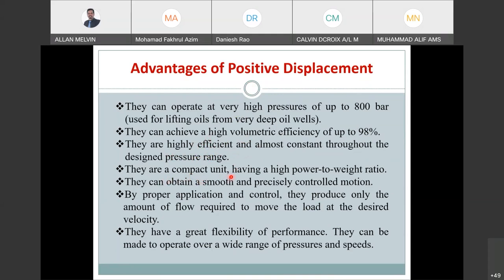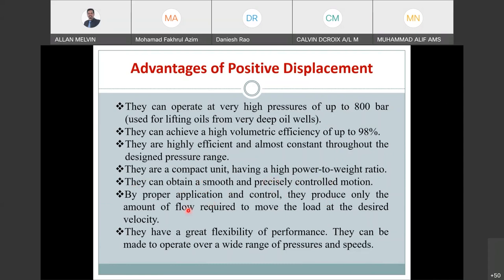So they are a compact unit having a high power to weight ratio, meaning you can create high power even though the size is smaller. We can obtain a smooth and precisely controlled motion. One of the advantages of a hydraulic system is that it's very precise. So if you need precision, you can consider using a hydraulic system.